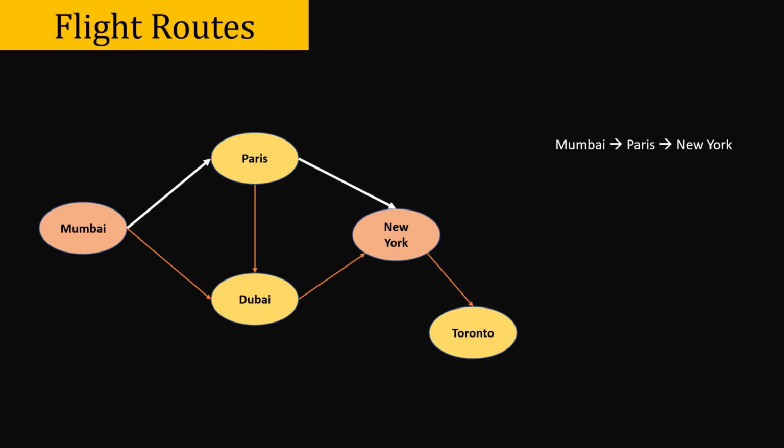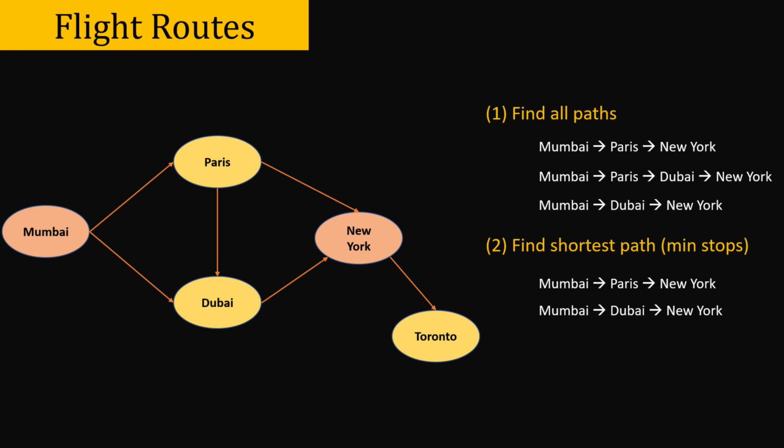In case of Mumbai and New York, one path is Mumbai, Paris, New York. The other one is Mumbai, Paris, Dubai, New York. And the third one is Mumbai, Dubai, New York. So these are the all possible paths. But the shortest path in terms of minimum number of stops is probably Mumbai, Paris, New York and Mumbai, Dubai, New York.